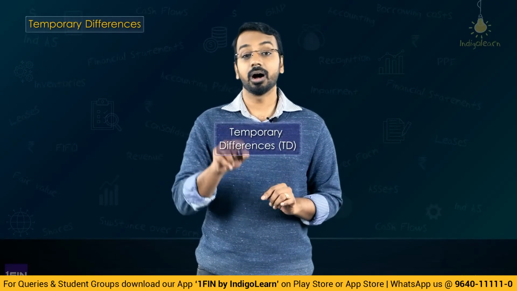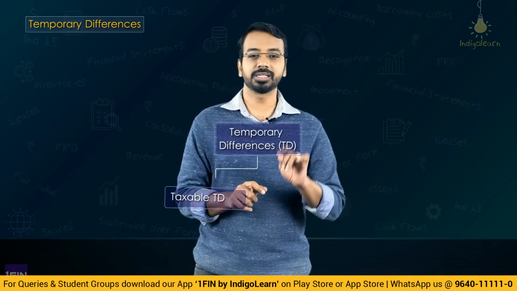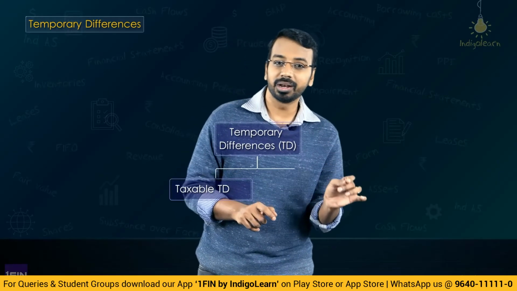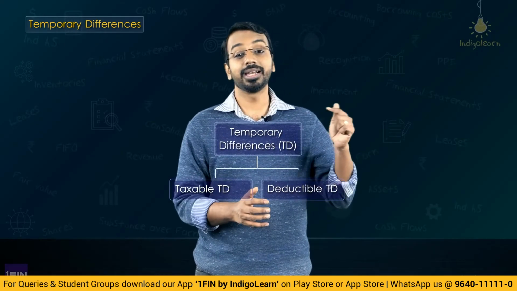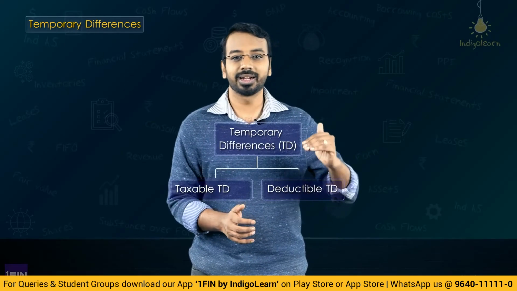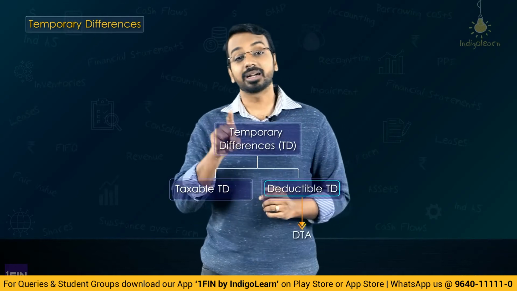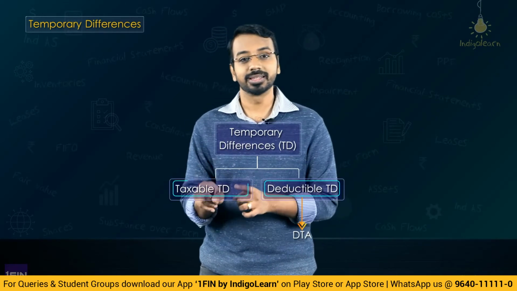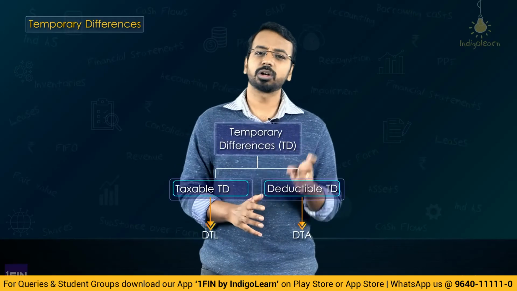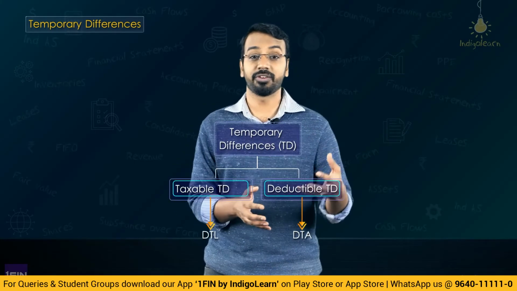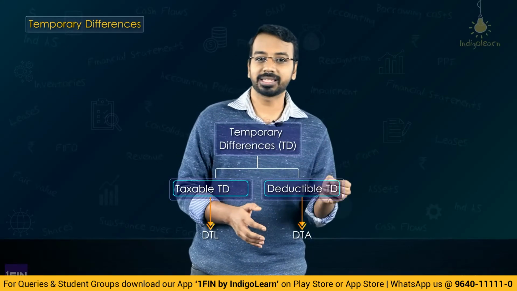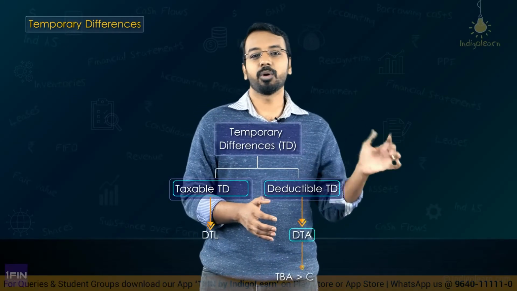Now, coming to temporary differences, the standard says that the temporary differences can be a taxable temporary difference or a deductible temporary difference. Now, what is the impact of a deductible temporary difference? A deductible temporary difference will result in a deferred tax asset, and a taxable temporary difference will result in a deferred tax liability. Now, what could be the situation where you have a deductible temporary difference? That is a situation, for example, where the tax base of an asset is greater than the carrying amount of the asset.